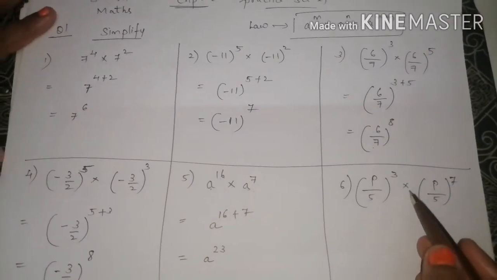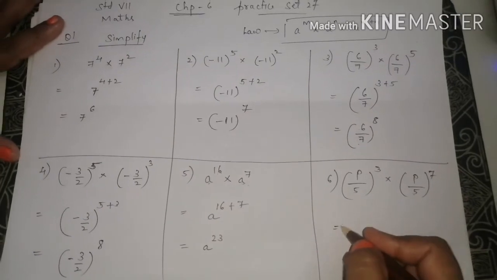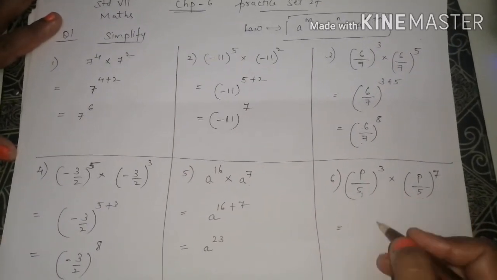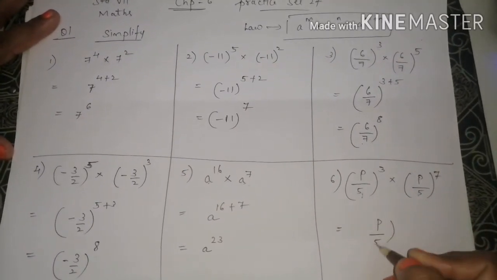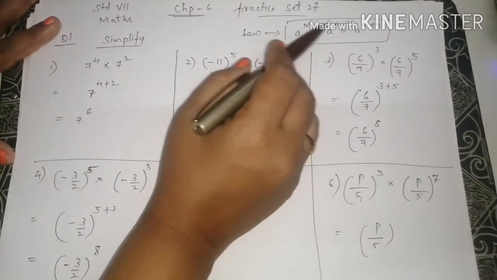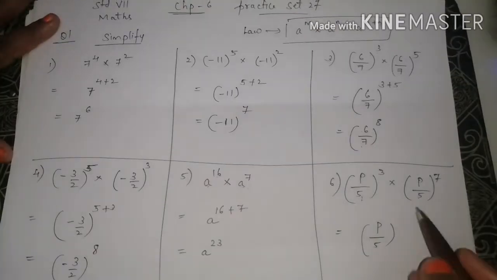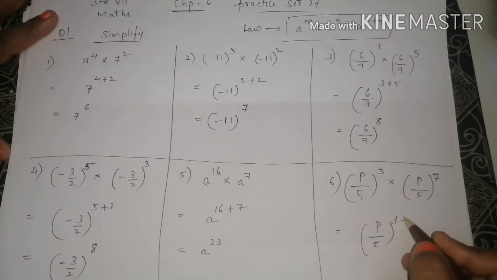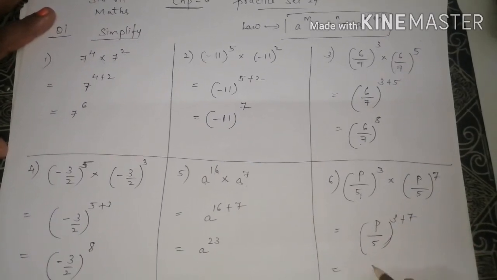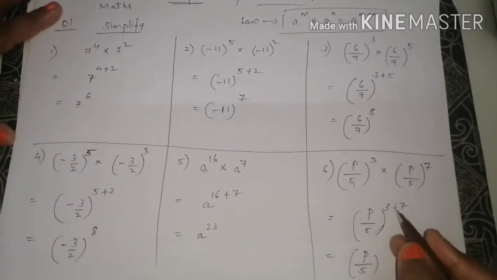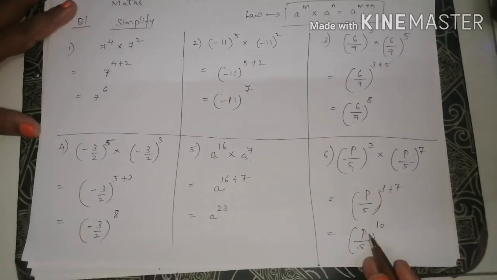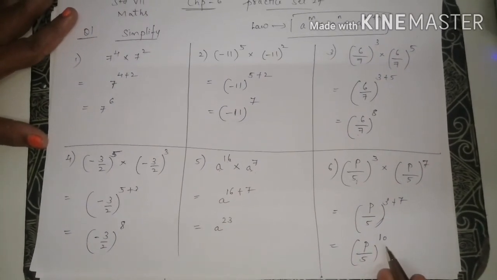P upon 5 raised to 3 into P upon 5 raised to 7. The base is same, P upon 5. Write it one time. If multiplication is there, we are adding the powers. So 3 plus 7. So P upon 5 raised to 3 plus 7 is how much? 10. Our answer is P upon 5 raised to 10.